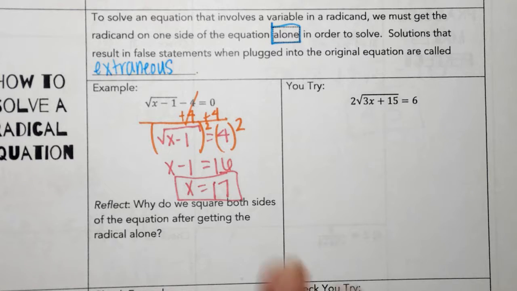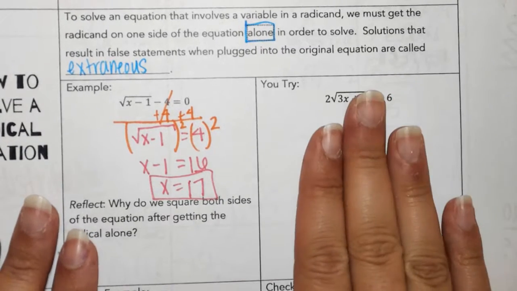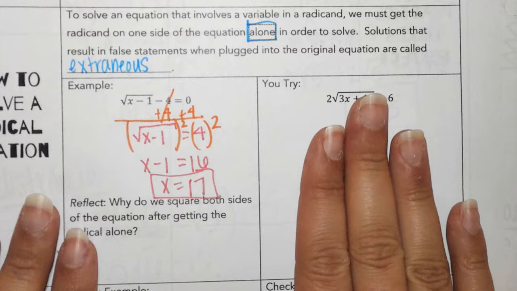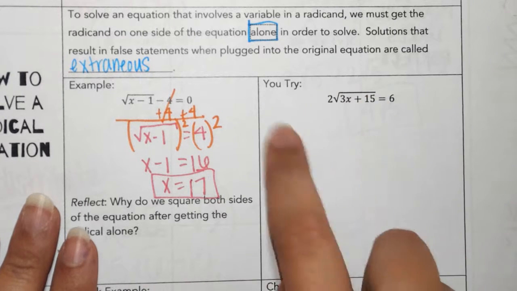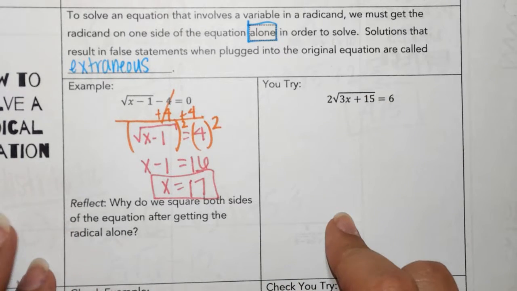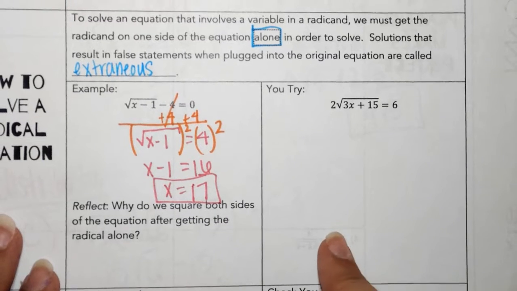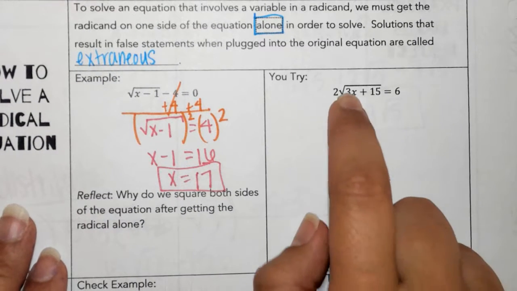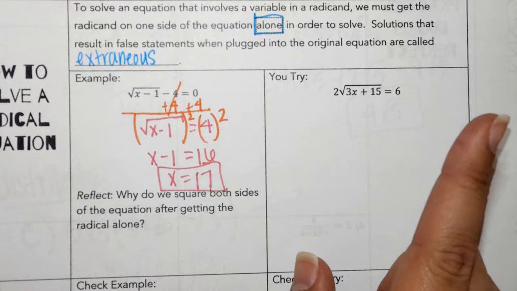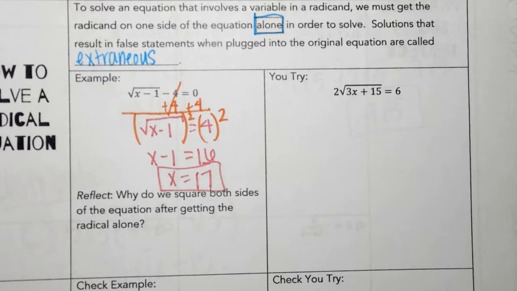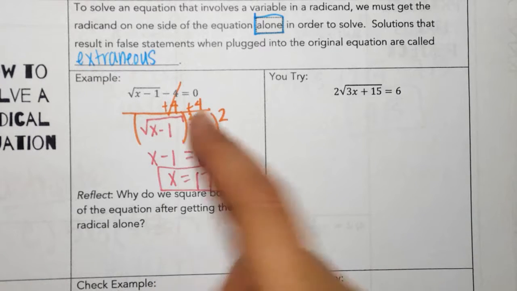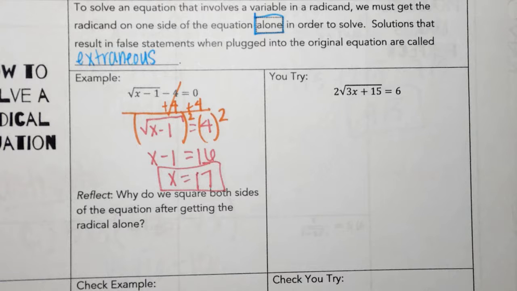Alright, now before we reflect on what we did, would you guys like to try this one without me, or do you want to do it together? Okay, well, before we start, that number on the outside, you divide. Because it's 2 times the radical, so what's the opposite of times? So what would you divide both sides by? Just like we added 4 first in the beginning, you have to divide both sides by 2 in the beginning.